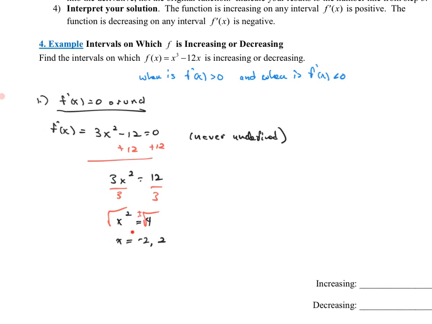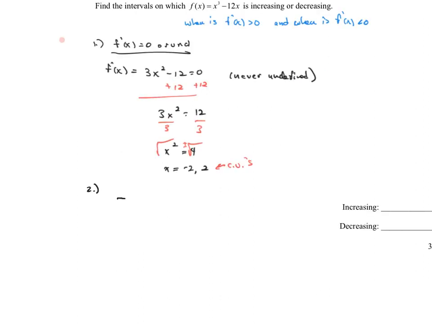Again, we always need to check these numbers right here in the original function. Think about plugging in -2 and 2 to the original function. The original function is polynomial, so it would be defined. So at that point in time, we can conclude these are our critical values.